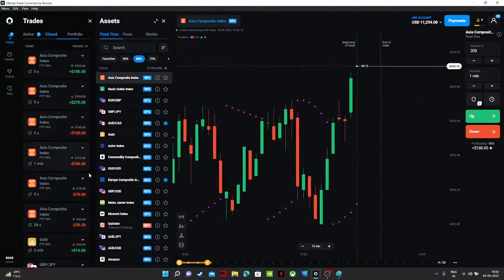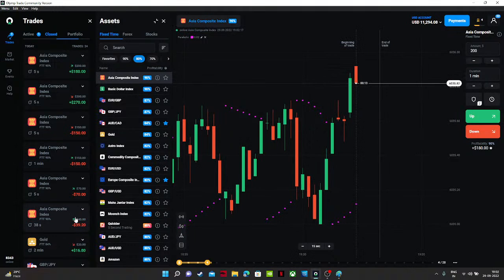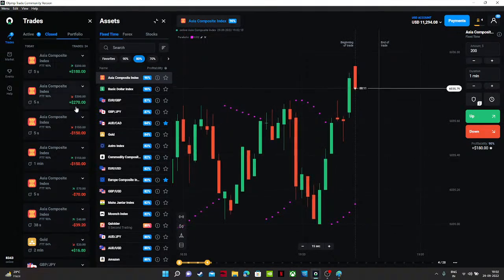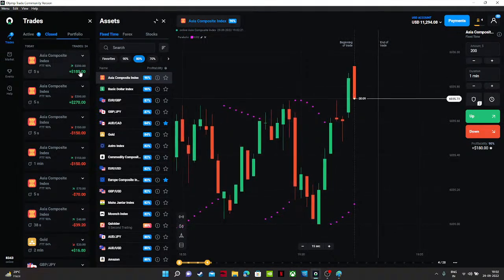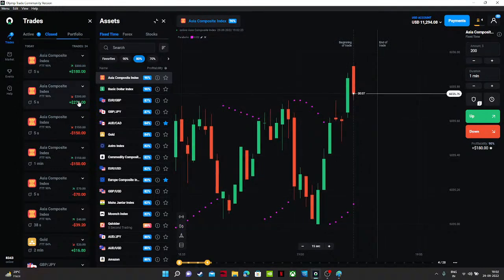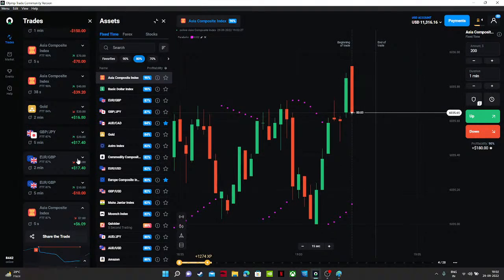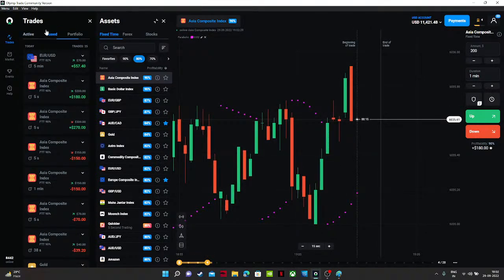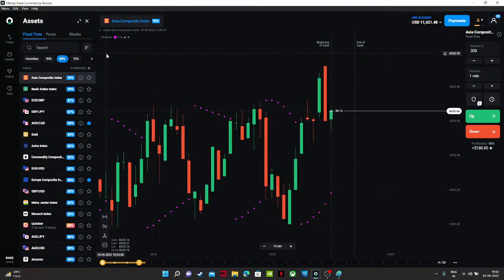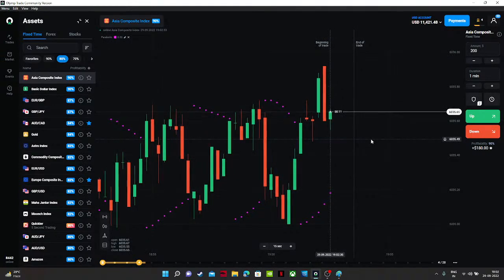150, 150, 300, 370, 409. Here we recovered 450. $31 overall profit. Sorry, $41 overall profit. Here also we've had some profit. So the overall profit is around $70 to $80 in this session.